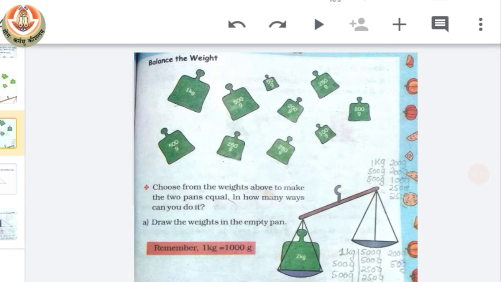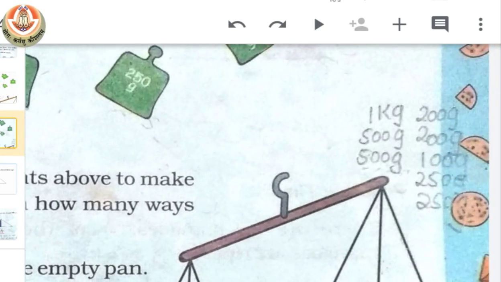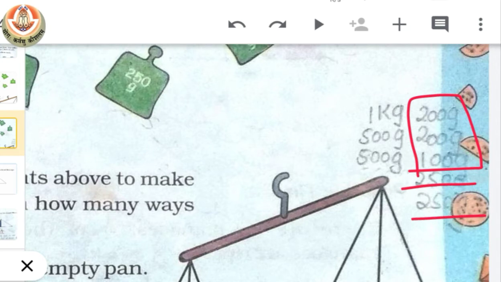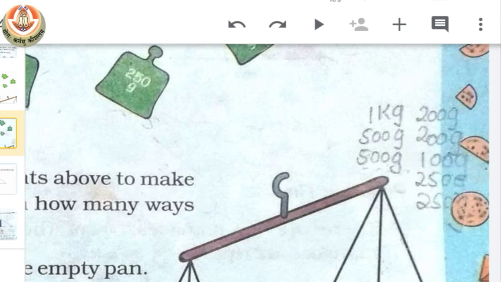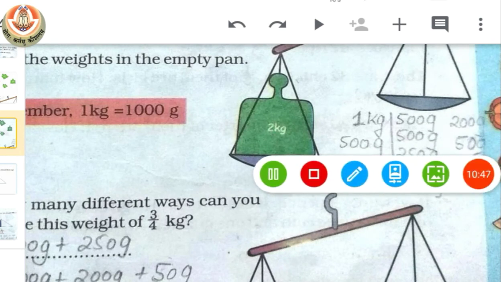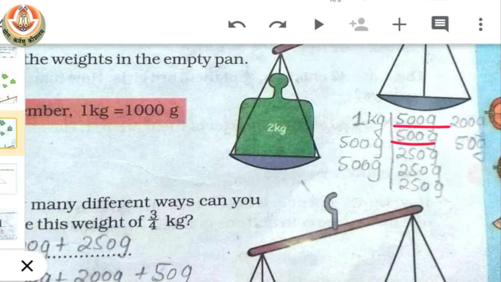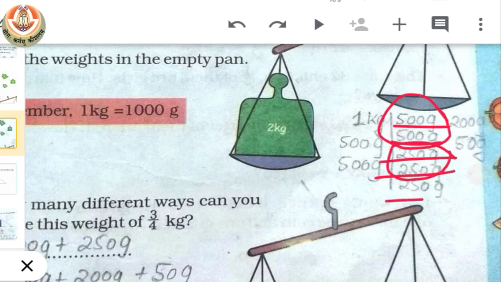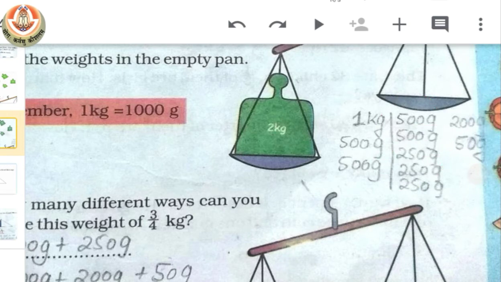In the second way, what we can do is use 200 gram, and then we can use 100 gram. It will become 500, and then 250 and 250. So it will become 500, and then we have to add 1 kg also here. So it will become 2 kg of weight. Now we have two more methods in which we will use 500, it will become 1 kg, then 250, it will become 500, then 250, it will become 500. So in total we will have 2 kg of weight.